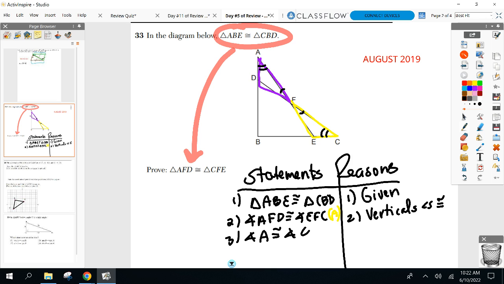Anybody know the reason? CPCTC, yeah. Because they were congruent. They were part of the congruent triangles. Good. All right, this third one's got to be a what, though? A side, right? It's not going to be the other angle. It's got to be a side. This is where it's going to get a little tougher now. How can I find a side?